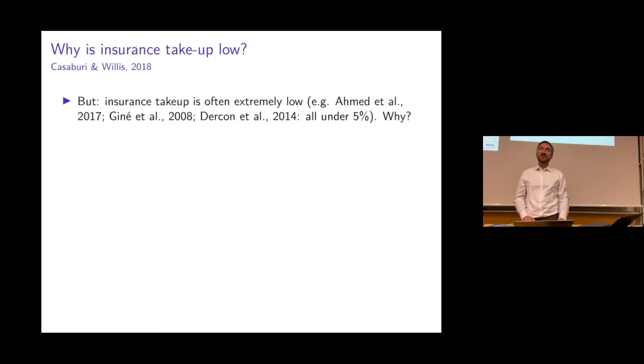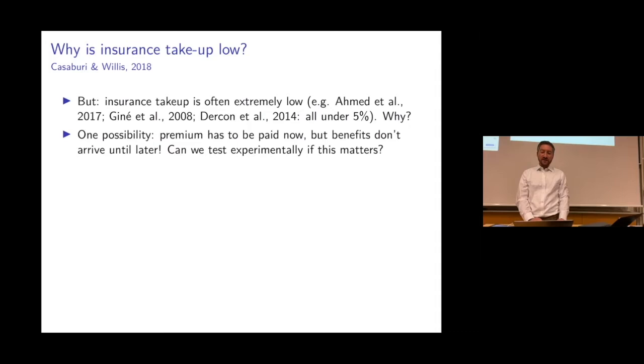Why is that the case? So an interesting possibility that I've already mentioned is that the premium has to be paid now, but the benefits don't arrive until later. You have to pay for the insurance immediately, but then the payout doesn't come until later, if it comes at all. And so how would we test experimentally if this matters?